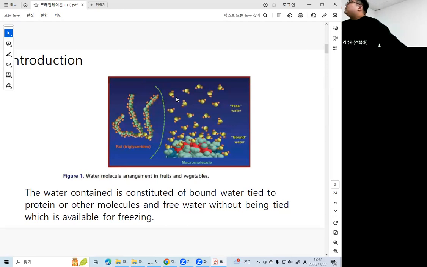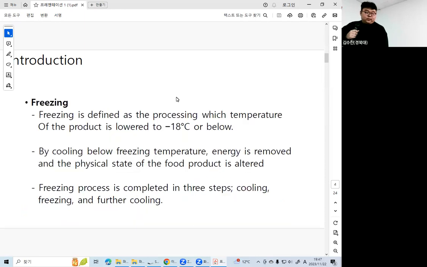We can look at free water and bound water. The water content includes bound water, which is tied up to protein or other molecules, and free water, which is not tied and is available for freezing.